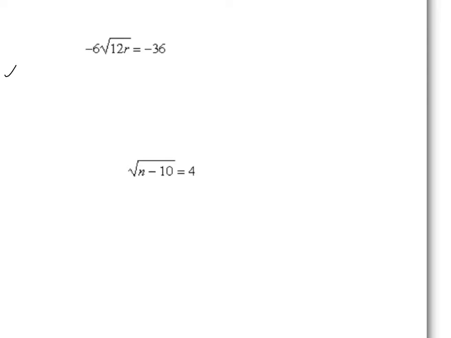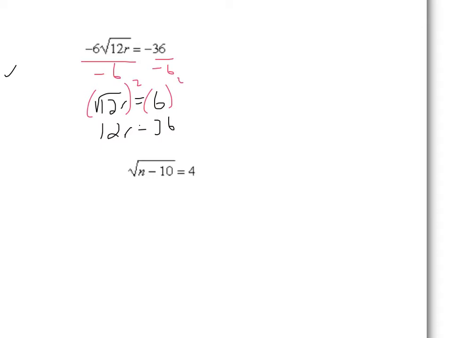Next one, we have to isolate first before we can undo the root. So we divide by -6, and we get root 12r equals positive 6. We square both sides, and we get 12r equals 36. Divide both sides by 12, and we get r equals 3.